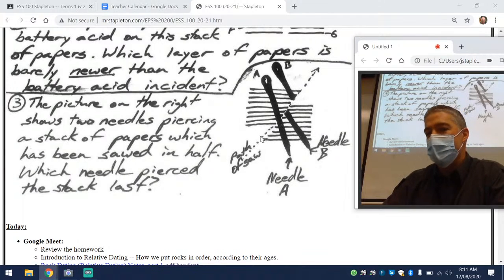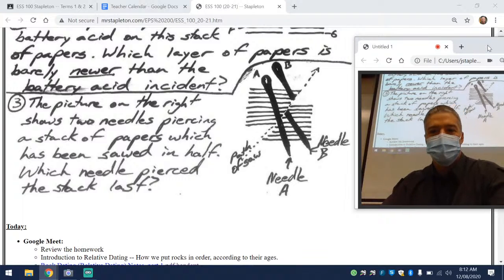So the law of cross-cutting relationships says if something gets cut, it was there before the thing that did the cutting. If something's not cut, like A, then it must have come after the cutting occurred. So everything got cut except for A. So the papers got cut, the needle B got cut, all those things were there before the cutting happened. Then the saw came along and cut the whole stack in half, and then needle A must have gone through because it didn't get cut and broken like everything else. It had to come last.